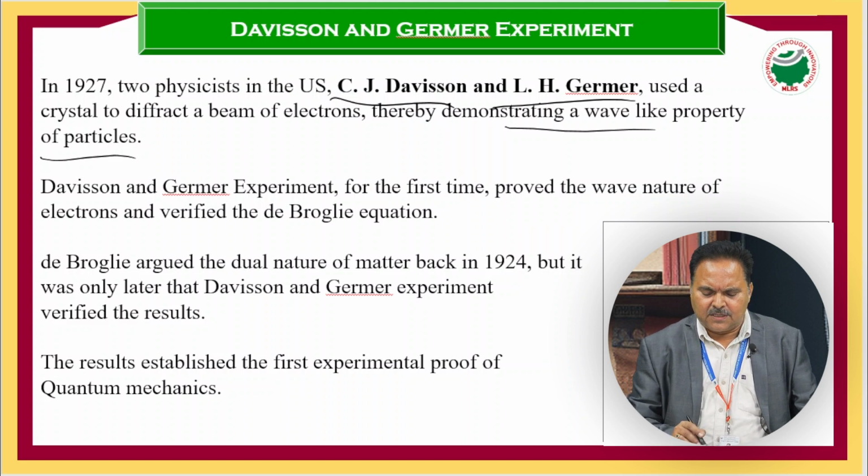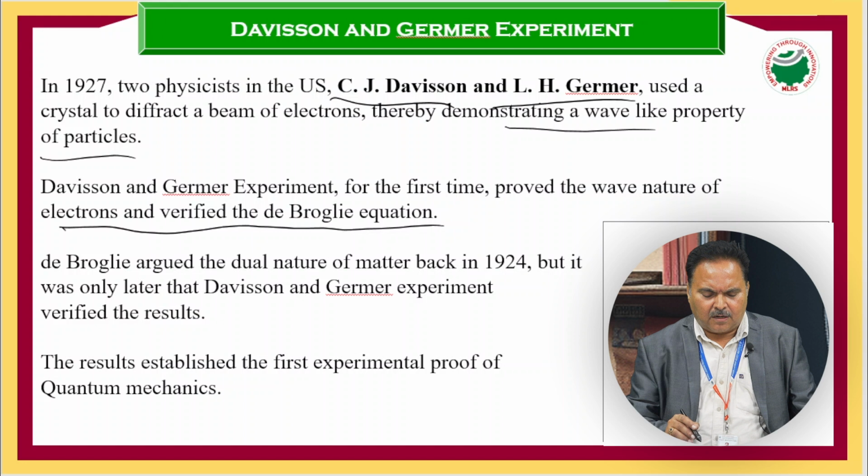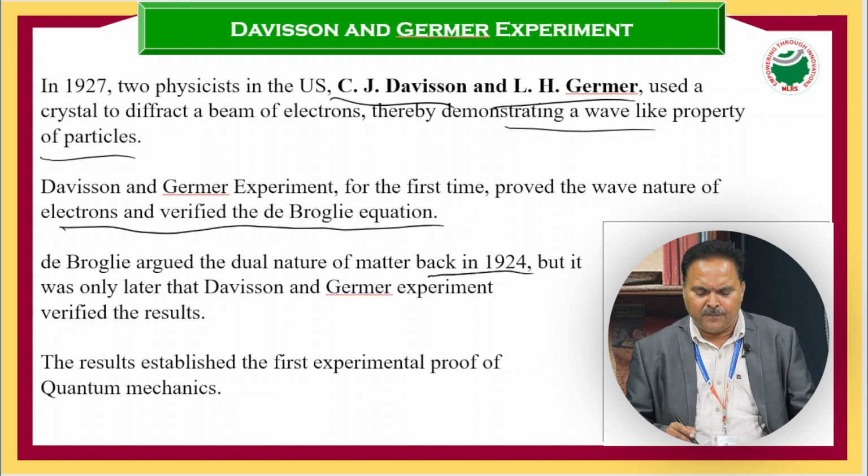So the Davisson-Germer experiment for the first time proved the wave nature of the electron, verified by the de Broglie equation. That is around 1927, while the de Broglie hypothesis came in 1924. So once again, it is an experimental proof of quantum physics.